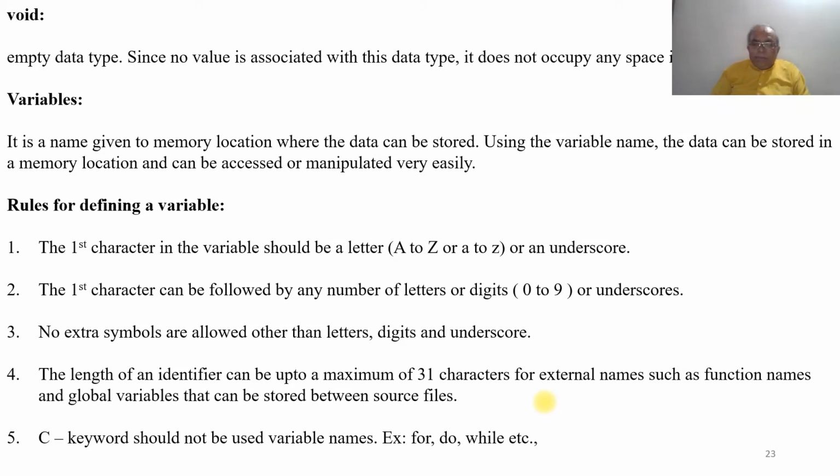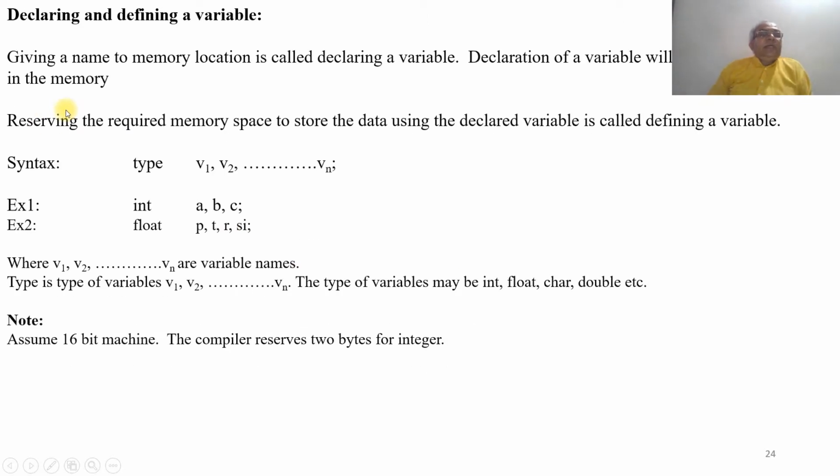Then the next is declaring and defining a variable. How to declare and define a variable? Giving a name to a memory location is called declaring a variable. Declaration of a variable will not reserve space in the memory. Reserving the required memory space to store the data using the declared variable is called defining a variable, in the sense that the syntax is type v1 to vn and semicolon.